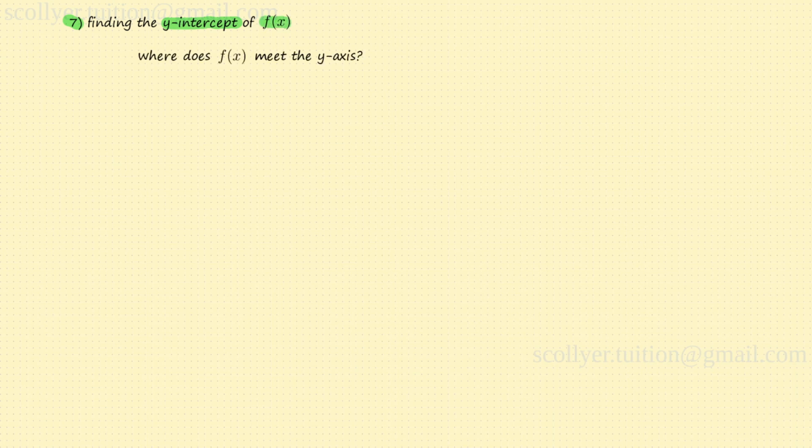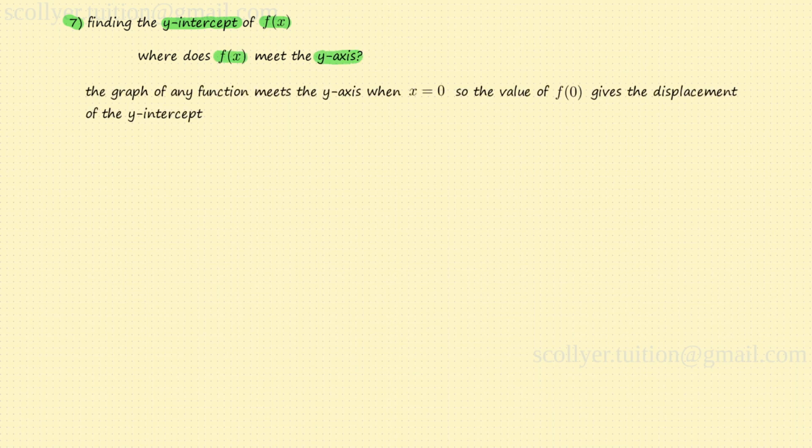And this answers the question, where does the graph of f of x meet the y-axis? Well, this is pretty straightforward. The graph of any function meets the y-axis when x equals 0. So the value of f of 0 gives the displacement of the y-intercept.